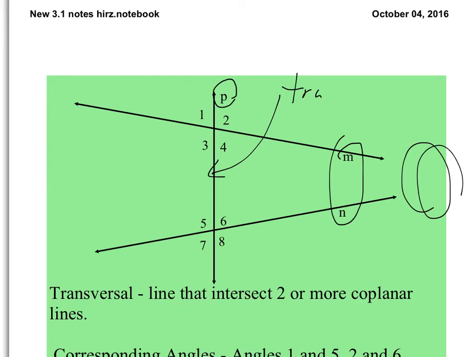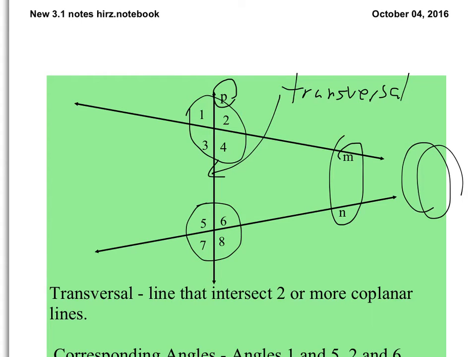So write this down. Hopefully you got this diagram in your notes. Transversal, and I have it written down here. A transversal is a line that intersects two or more coplanar lines. So P is acting as what we call a transversal in this diagram. And you notice what's formed here is 8 angles, right? 1, 2, 3, 4 is the top group, and 5, 6, 7, 8 is the bottom group.